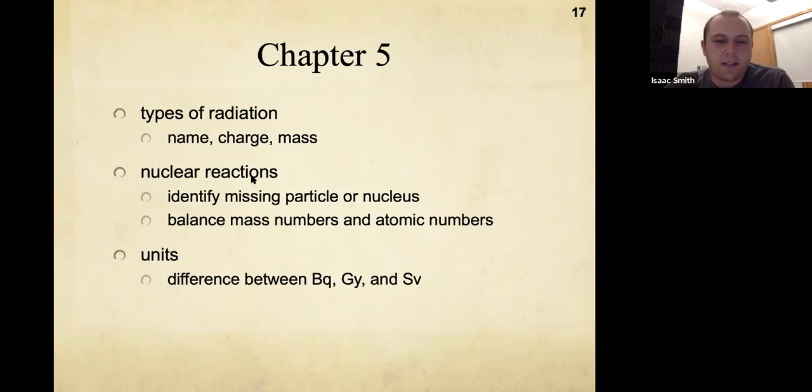So then moving on down, know the difference between the different units in radiation, just kind of what they're used for, and yeah, basically that.